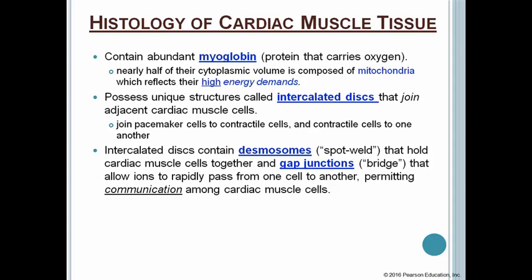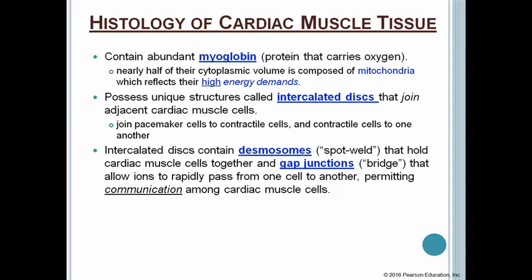So most of the volume of a cardiac muscle cell is going to be mitochondria that are releasing ATP under aerobic conditions. That's going to reflect the very high energy needs, the necessity to supply not only the oxygen but also nutrients to the cardiac muscle cells themselves.